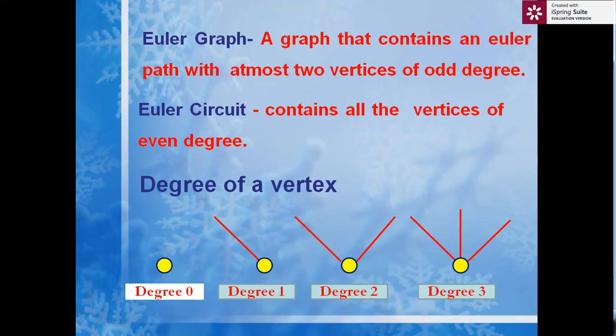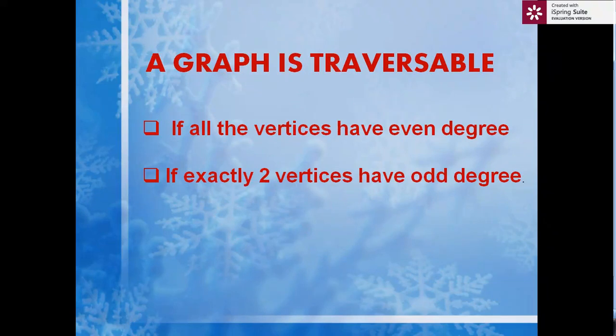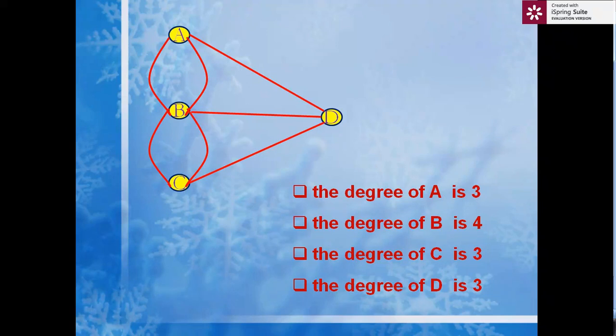Euler graph: a graph that contains an Euler path has at most 2 vertices of odd degree. An Euler circuit contains all the vertices of even degree. The number of edges incident on a vertex is called the degree of the vertex. Finally, a graph is traversable if all the vertices have even degree or exactly 2 vertices have odd degree.